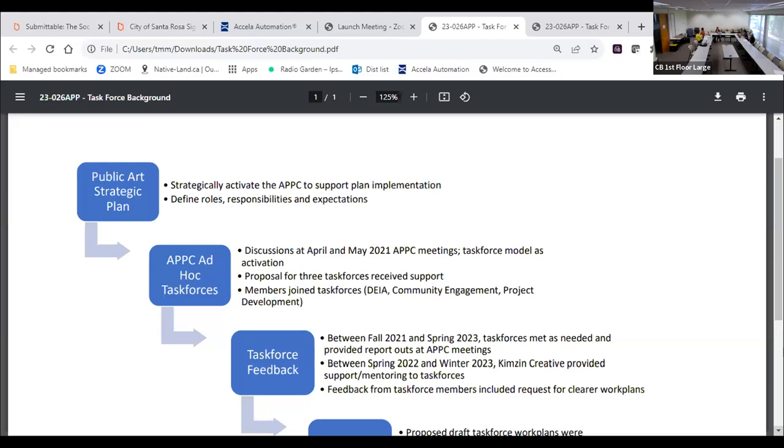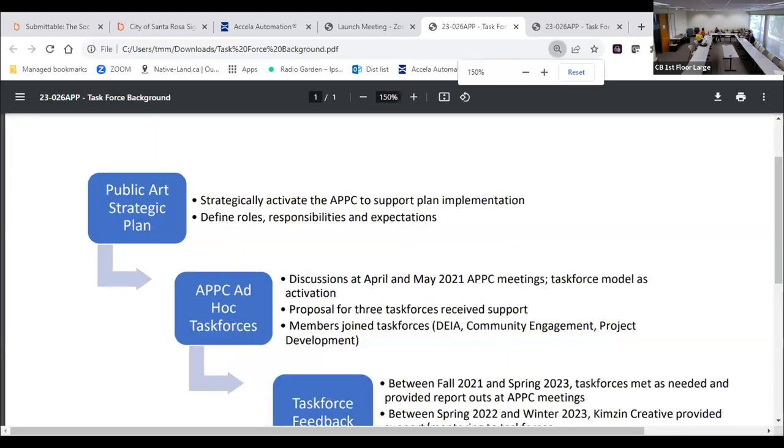But for today, this diagram is a simplified version of where we started, where the idea of the task force originated, and then where we are today. I don't know if you can see it up on screen, but you have it in front of you. The idea came from our public art strategic planning process as a way to strategically activate the Art and Public Places Committee to support the implementation of the plan itself. And the goal coming out of that recommendation was to define the roles of those task forces, the responsibilities and expectations. And that plan was adopted in early 2021.